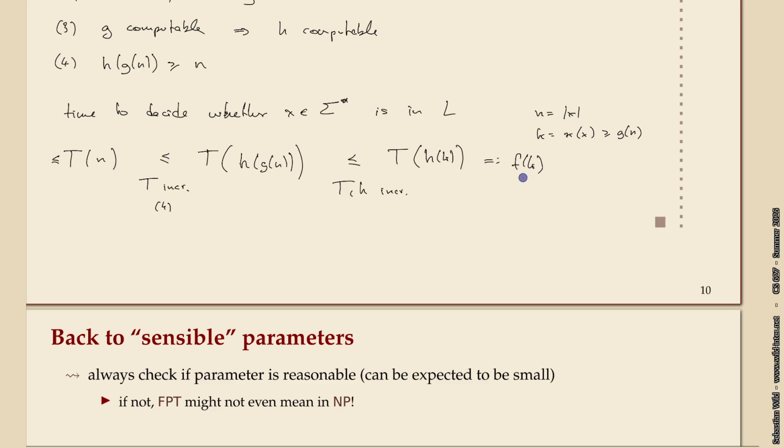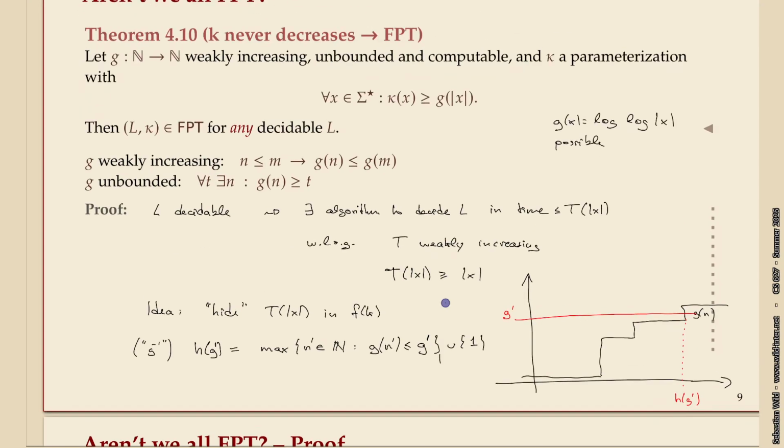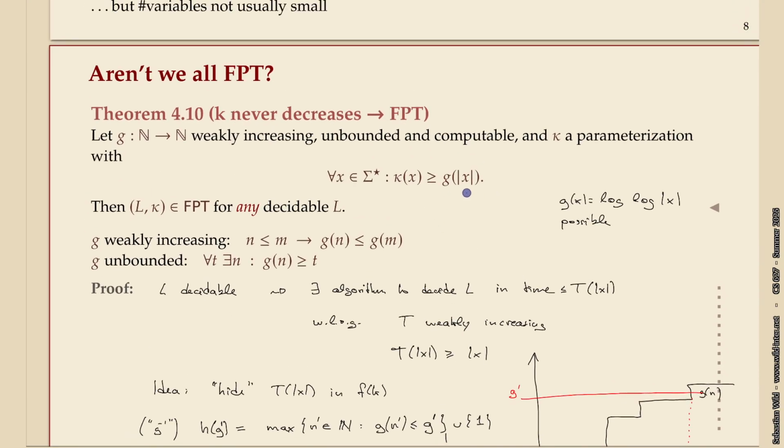Okay? So the total time that whatever this algorithm is that decides L takes, however long it takes, we can hide that in a function that depends only on the parameter, if that parameterization is chosen according to these conditions, it's lower bounded by a function that's never decreasing.